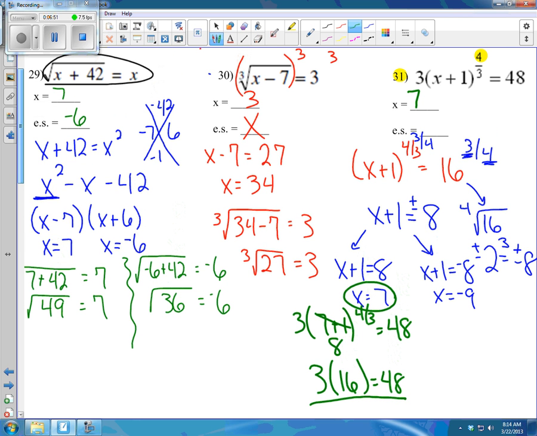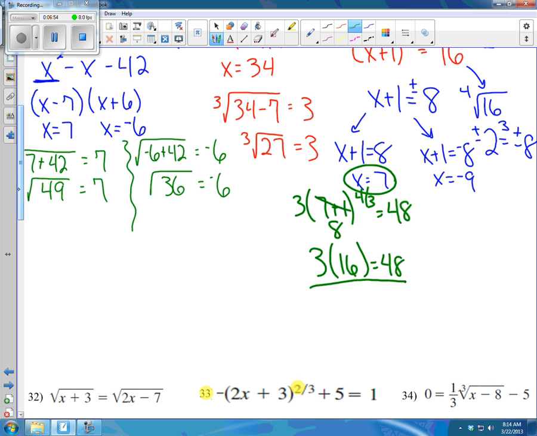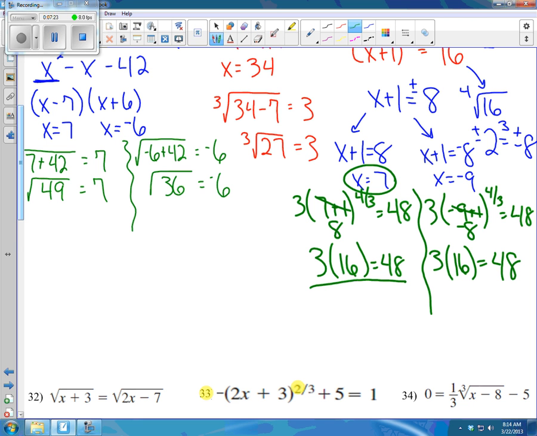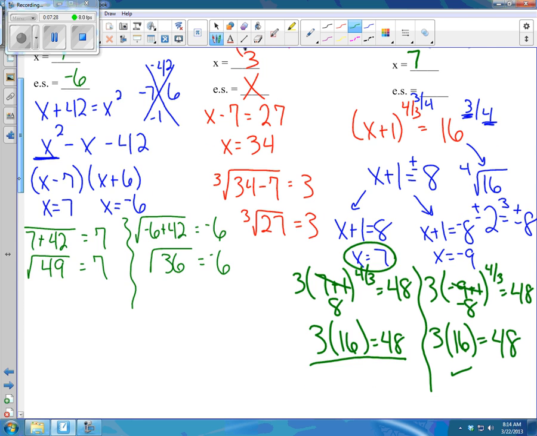And then I'm going to check negative 9. So this time I'm going to put negative 9 in. So starting here, negative 9 plus 1 is negative 8. And when you type this into your calculator, make sure that you put that negative 8 in parentheses when you take it to that 4/3 power. Because if you don't, it might not give you the right answer. It's supposed to give you a positive 16. And again, 3 times 16, yes, that's 48. So this one works too. So neither answer here is extraneous. They actually both work.